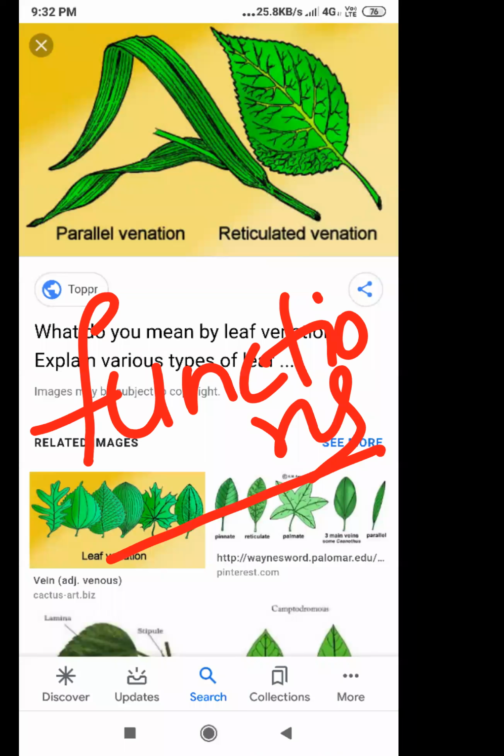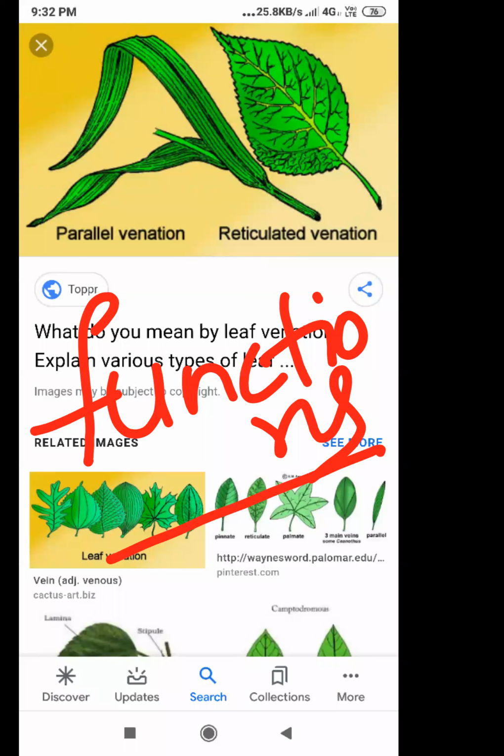Through photosynthesis they prepare their own food, and that food provides the energy for the plant to survive and to carry out all the life processes like metabolism, excretion, etc. Now we will see what venation is.